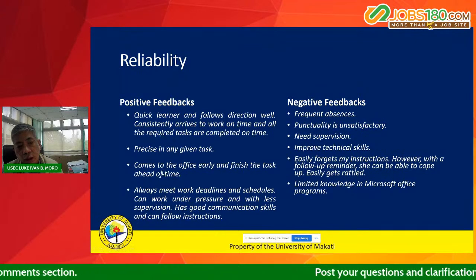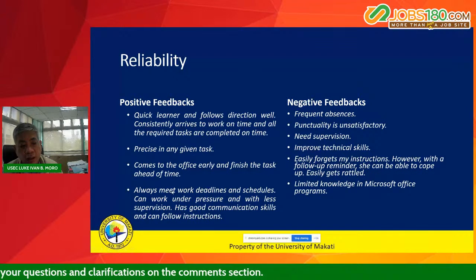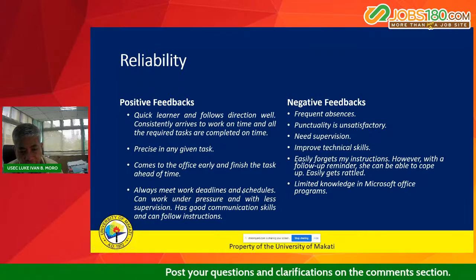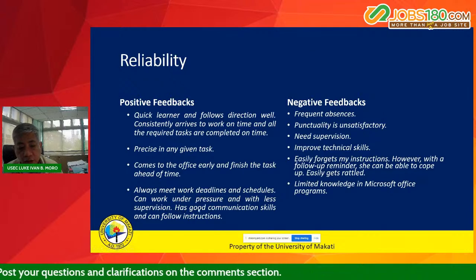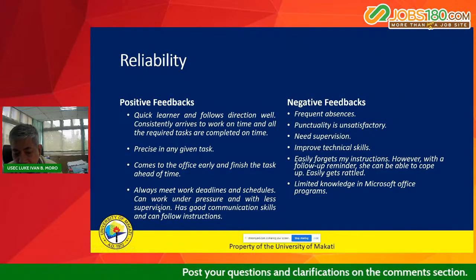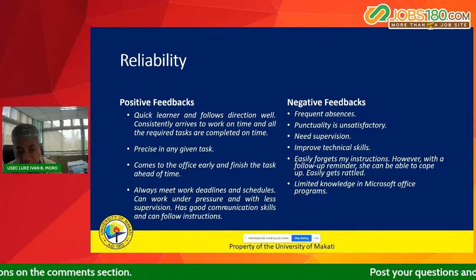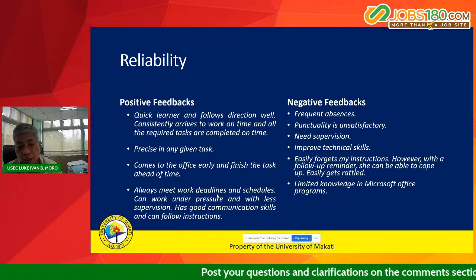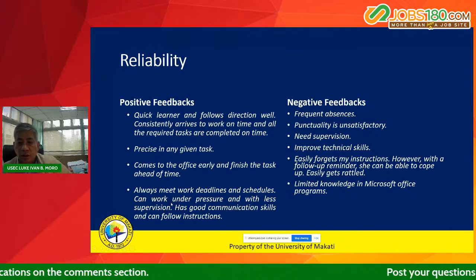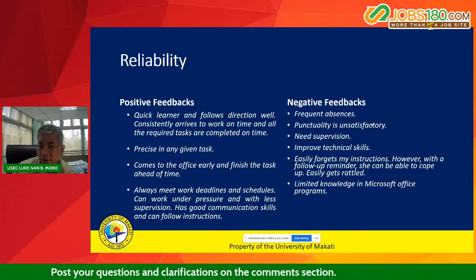I have to emphasize this: one comment can fall under two or even more soft skills. For example, always meets work deadlines and schedules, can work under pressure and with less supervision, has good communication skills and can follow instructions. For this same comment, there are three soft skills highlighted: communication skills, work deadlines and schedule. So, only two actually. This is about reliability. Can work under pressure and with less supervision. Okay, now let's talk about the negative feedback. Frequent absences. Punctuality is unsatisfactory.